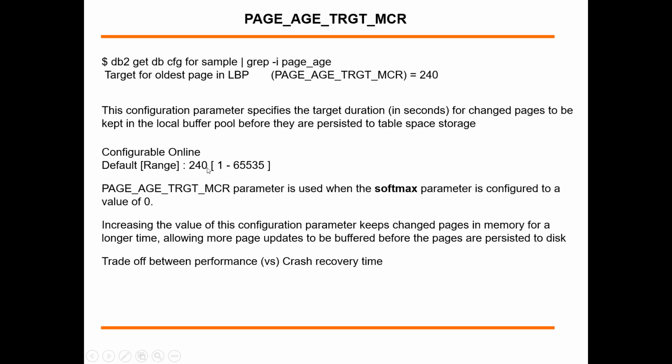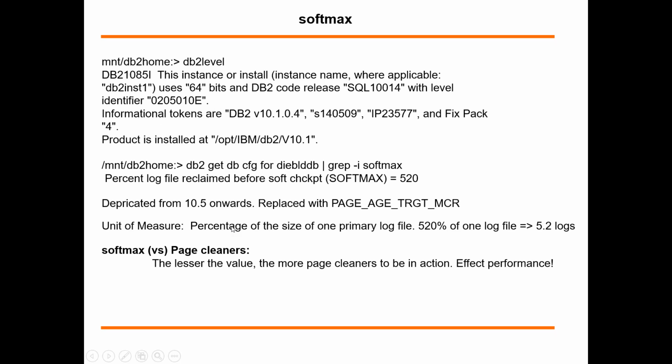It's configurable online. This is the parameter. This is used when the softmax parameter is configured to a value of 0. Yeah, there used to be in an older version something called softmax, right? So this was a little confusing. In the older versions, softmax is 520 means 5.2 log files. When I say it's deprecated from 10.5 onwards, replaced with this pages target MCR.